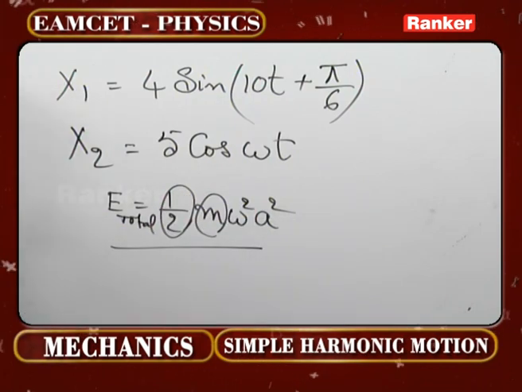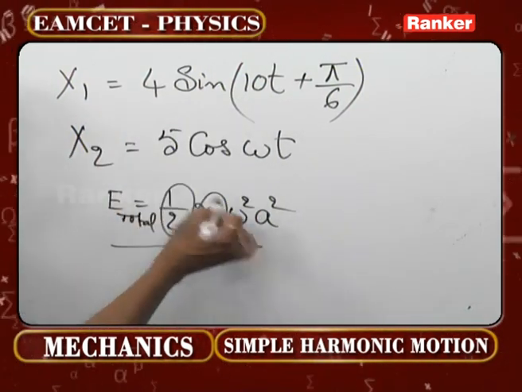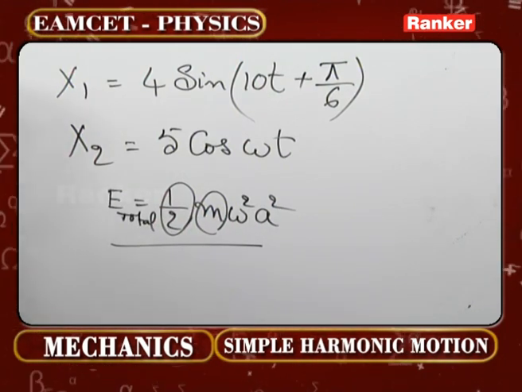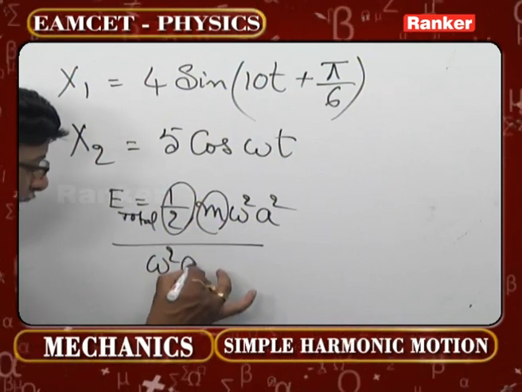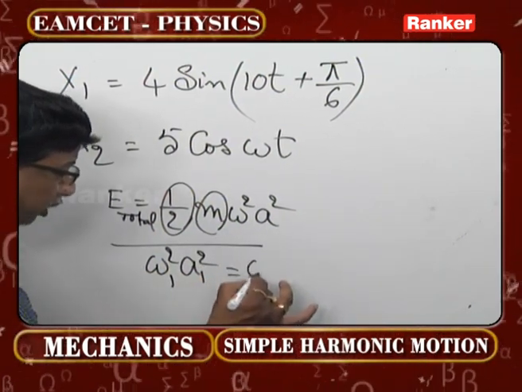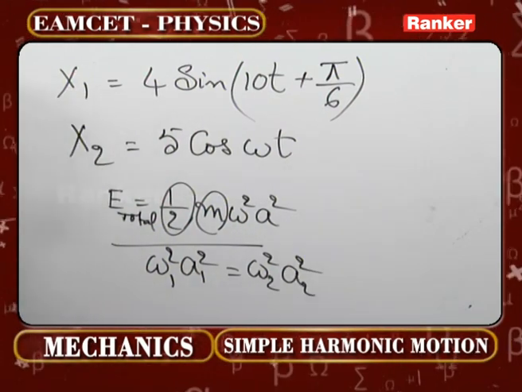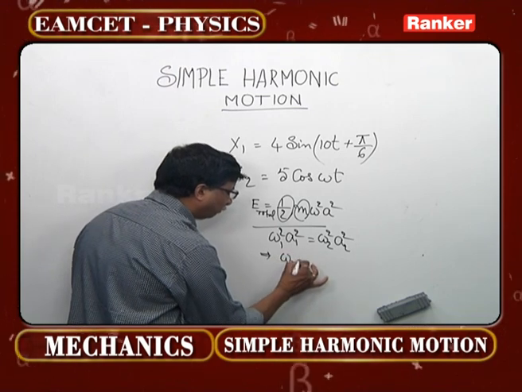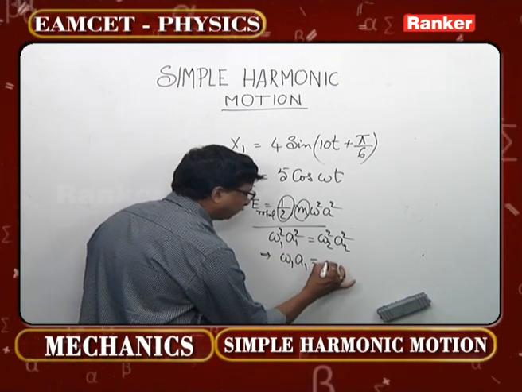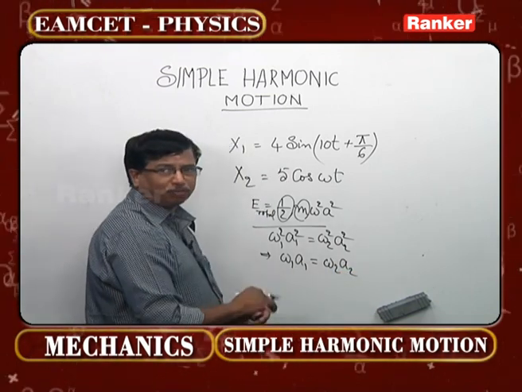Out of that, half is constant, we know. M is constant, we know. Here, if there are any variables, omega is a variable and A is a variable. When their energies are equal, omega 1 square A1 square can be equated to omega 2 square A2 square. This is the actual equation we can write. In other words, you can write like this also: omega 1 A1 is equal to omega 2 A2. That is the corresponding value.